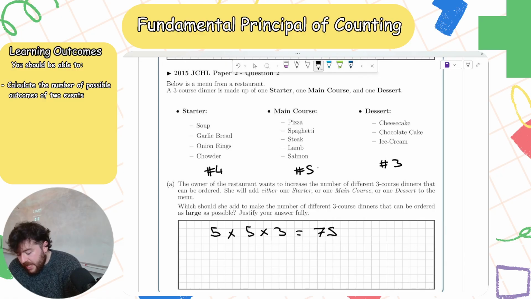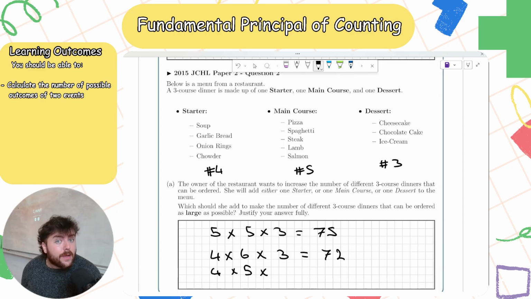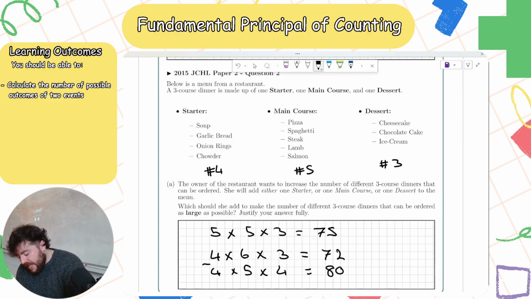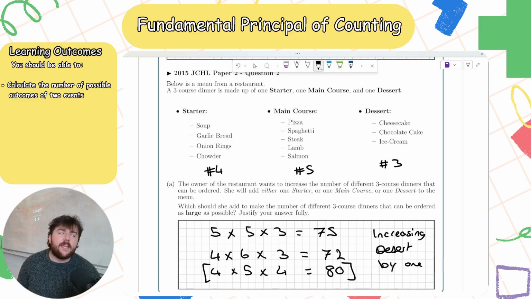The other option is she increases the main courses by 1. So we have 4 options here, 6 options here, now 3 options. That is going to be 72. And then finally, we have 4 options for starter, 5 for main, and then we increase the dessert by 1 to make that 4, and that will equal 80. So actually, increasing dessert by 1 gives me the biggest number of outcomes there.